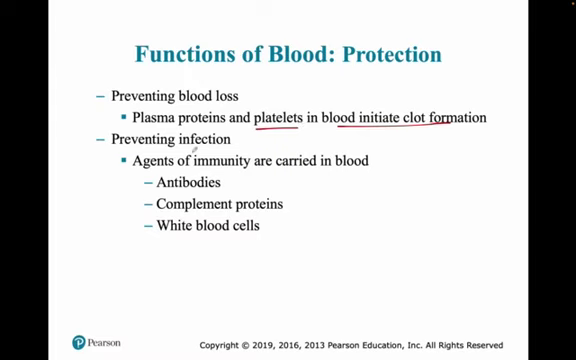So that's the first thing. Secondly, it prevents infection. How? Because blood has white blood cells. We will talk about this in our next sequence of videos, like what the white blood cells are and how they help us in protecting from infection and foreign substances. Then there are complement proteins and antibodies. All these three are agents of the immune system, immunity. When we talk about the immune system, we'll also talk about them. So blood has these antibodies, complement proteins and WBCs, white blood cells, which help protect us from foreign infections, viruses, bacteria, all of that.